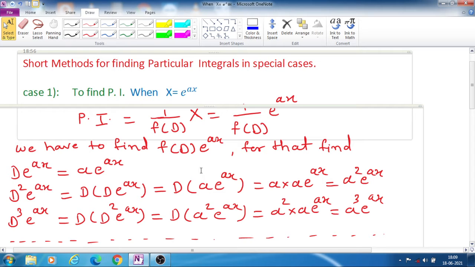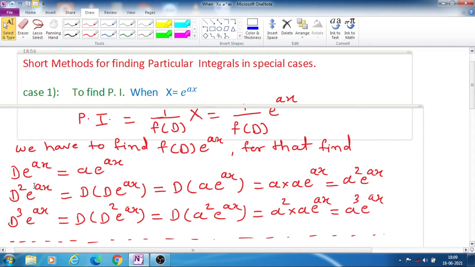So you know FD is nothing but D raised to n plus p1 D raised to n minus 1 plus p2 D raised to n minus 2 plus dash dash plus pn. This is FD, and we have to operate all the terms of FD. For that we have to find these values: D of e raised to ax, D square of e raised to ax. So we find these values, or we find derivatives.